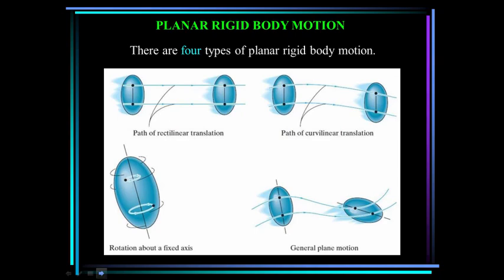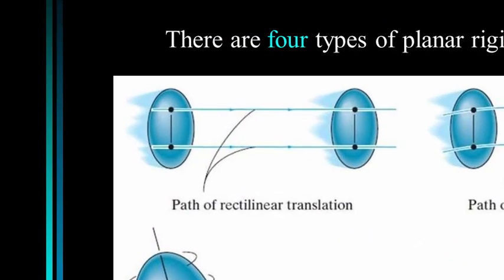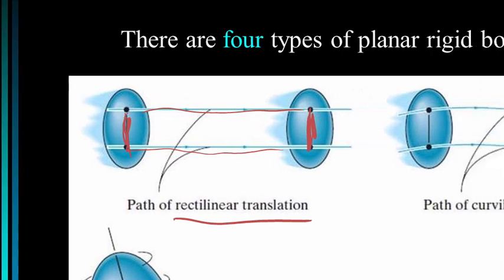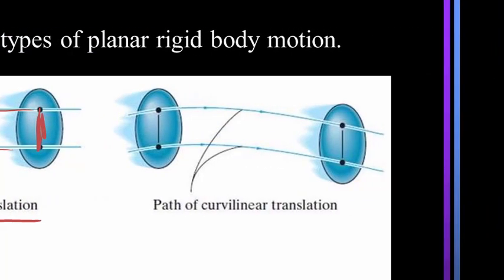So there are four types of planar rigid body motion. The first type is rectilinear translation. So the body moves along a straight path and it does not rotate. So a line on the body stays in its same orientation as you see here. The second type is curvilinear translation. In this case, the body is moving along a curved path, but a line on the body does not change, so it is not rotating.